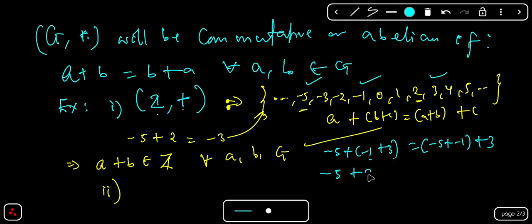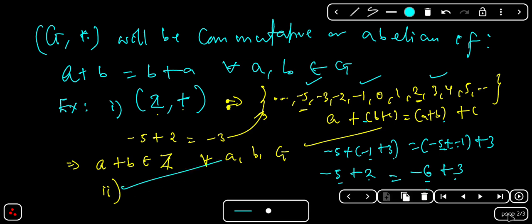So we have -5 plus 2, which equals -3. And on the other side, -5 plus -1 will give us -6, plus 3 will give us -3. So we can see that the associative property holds. Okay, so we are done with the second property.